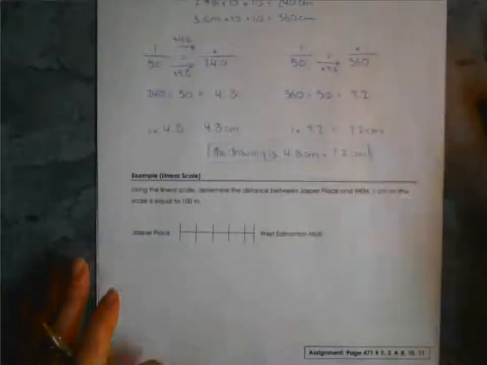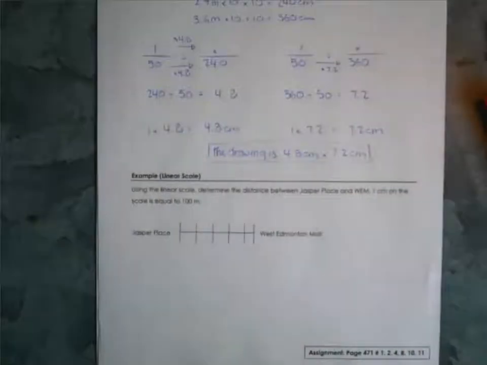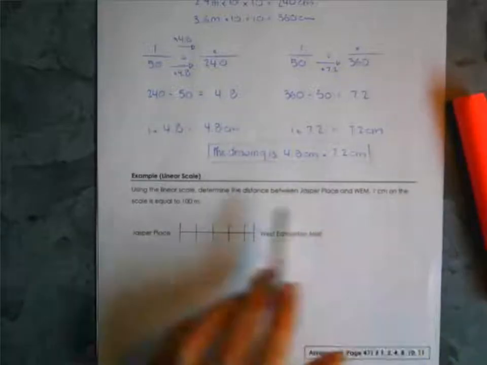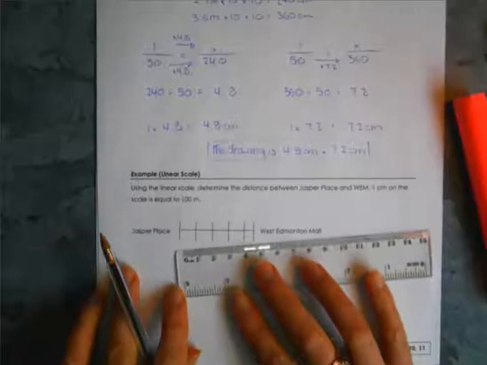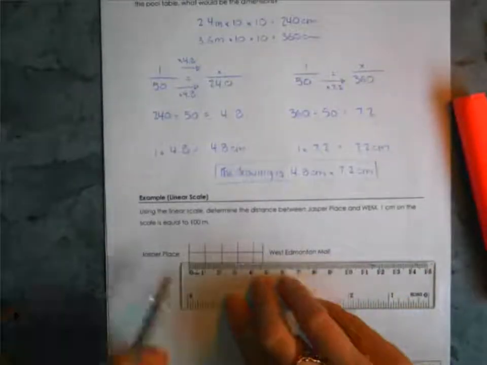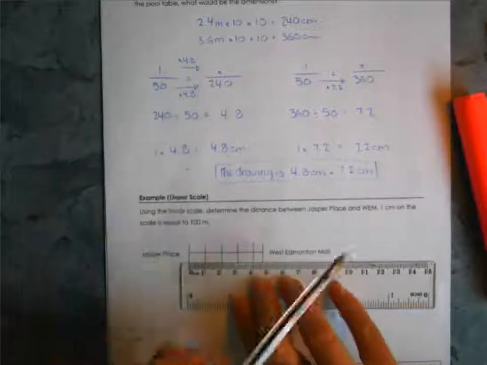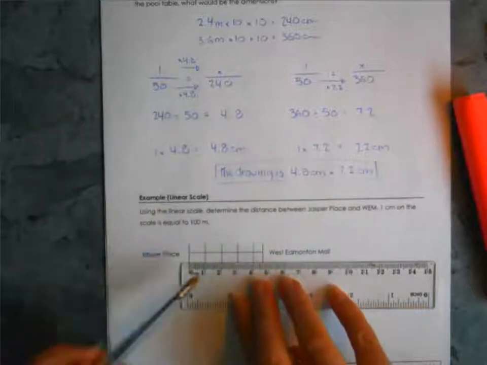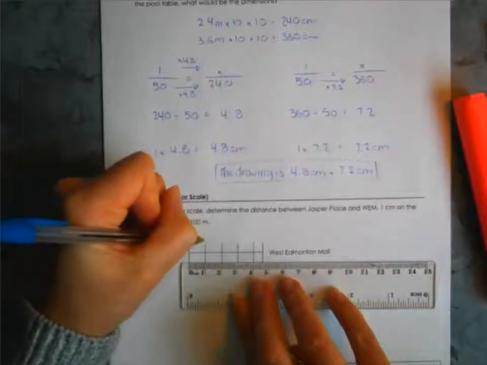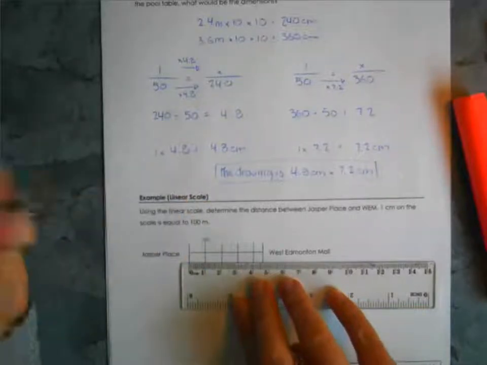Okay, last one here. So using the linear scale, determine the distance between Jasper Place and West Edmonton Mall. 1 centimeter on this scale is equal to 100. Now this one I got pretty close to being perfect. Okay, so with this one, essentially 1 centimeter is 100 meters. So here I have 1 centimeter. So that means that here I'm at 100 meters.